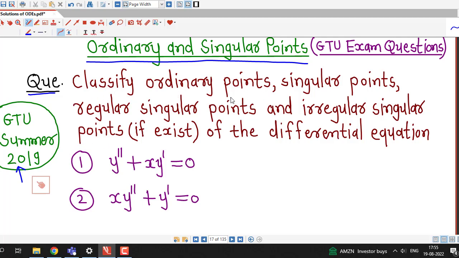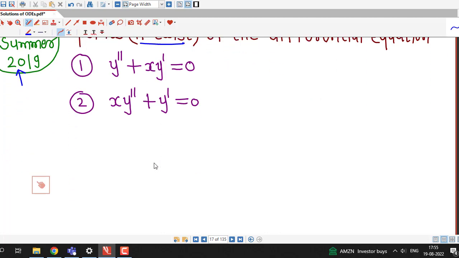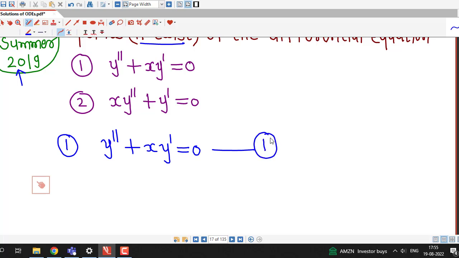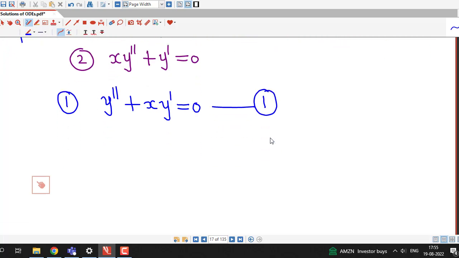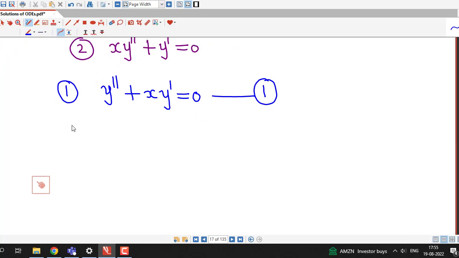The question is: classify ordinary points, singular points, regular singular points and irregular singular points, if they exist, of the following two differential equations. The first equation is y double dash plus x into y dash equal to 0, and we know how to find ordinary and singular points, which we already discussed in lecture number 2. If you have not seen lecture number 2, I suggest you watch it first and then come to this lecture.